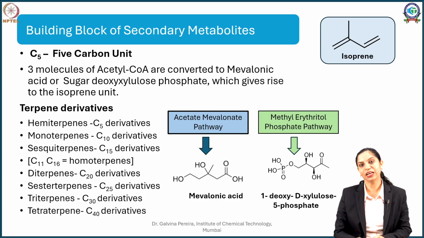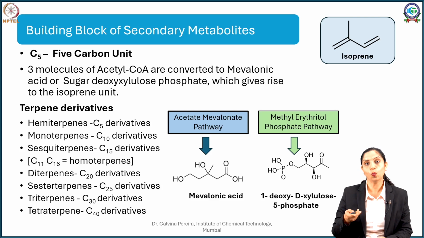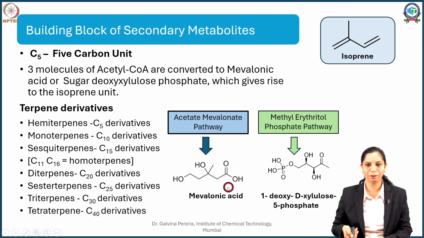The C5 building block is made up of the isoprene unit, and this isoprene unit can be brought in by two different biosynthetic precursors. One is mevalonic acid, which comes from the acetate mevalonate pathway, and the second is deoxyxylulose phosphate, which comes from the methyl erythritol phosphate pathway. Now we are going to learn both of these pathways to derive terpenes.